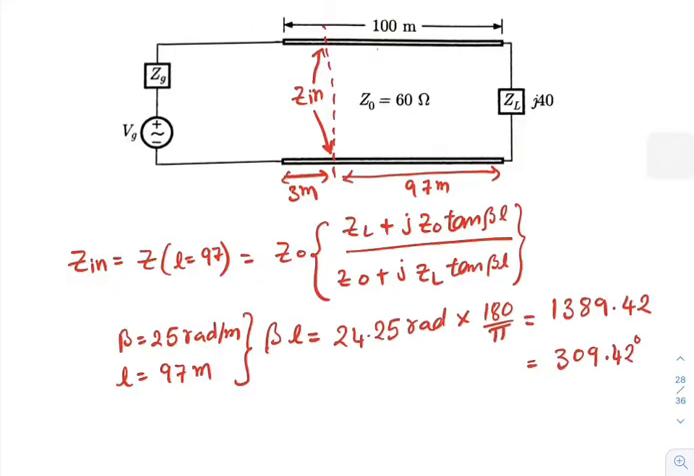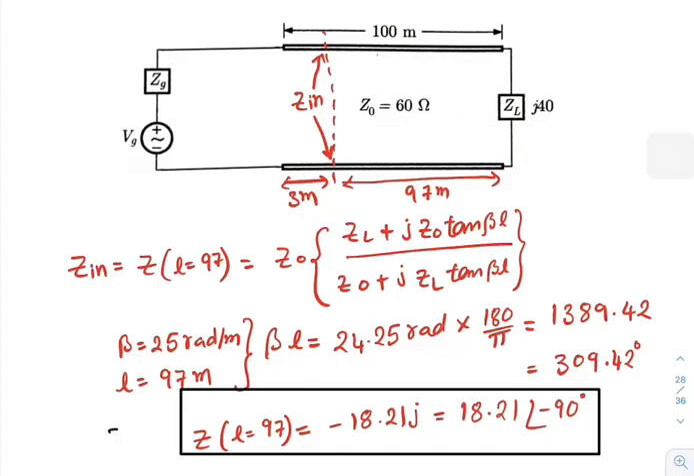309.42 degrees. Now, you have characteristic impedance ZO equal to 60, ZL is J times 40, and beta L value is equal to 309.42 degrees. Upon substituting, the impedance at a distance of 3 meters from the source, or 97 meters from the load, is equal to minus 18.21 J. The same value in polar form is 18.21 angle minus 90 degrees. Therefore, the impedance at 3 meters from the source is minus 18.21 J.